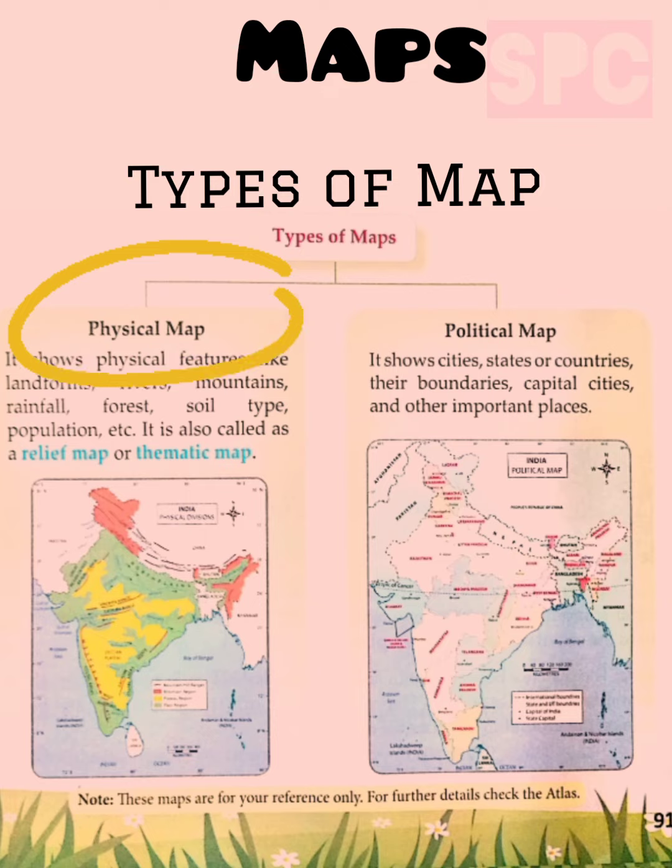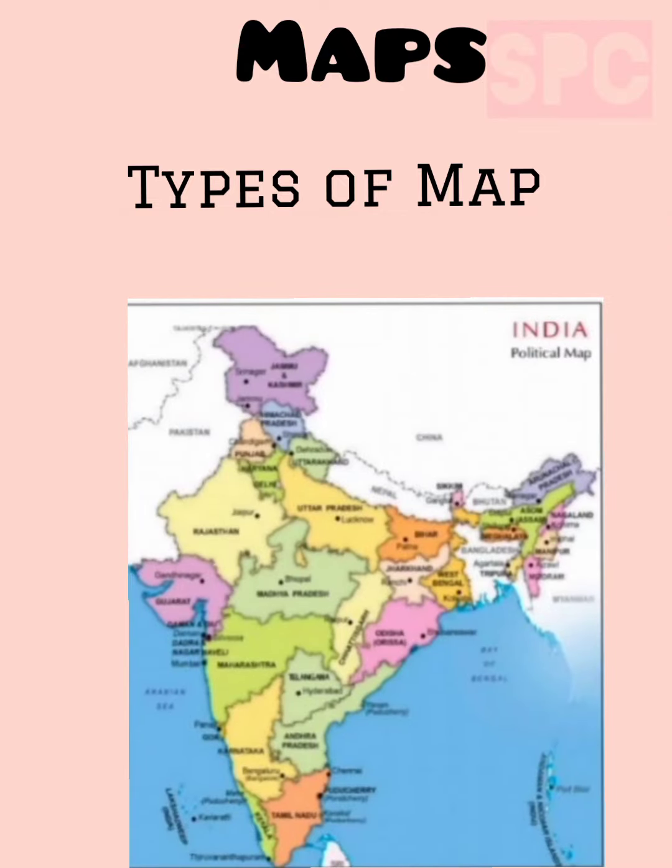A physical map focuses on the geography of an area, showing physical features like mountains, valleys, rivers, forests, soil types, population, etc. Whereas a political map focuses on boundaries between entities like states or countries. They are generally brighter in color to easily distinguish between the boundaries. Here in this picture, you can see the states are shaded with different colors. So this is a political map of India.